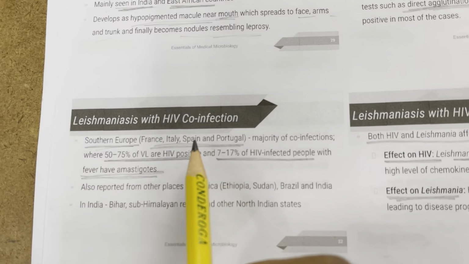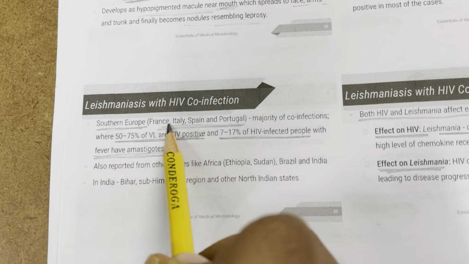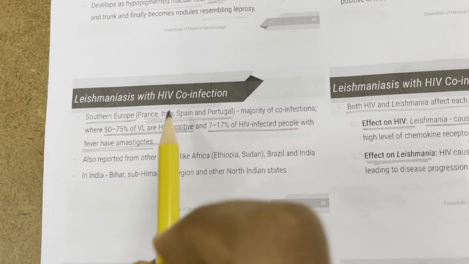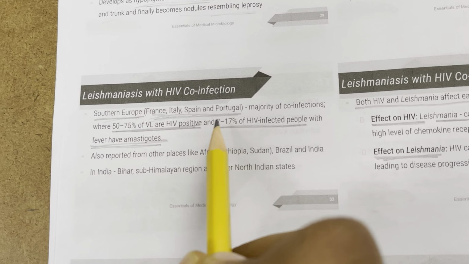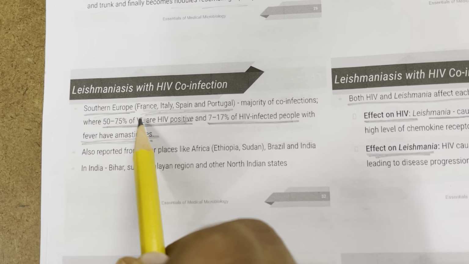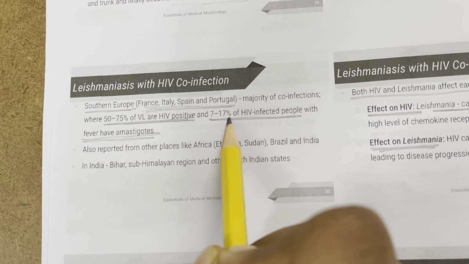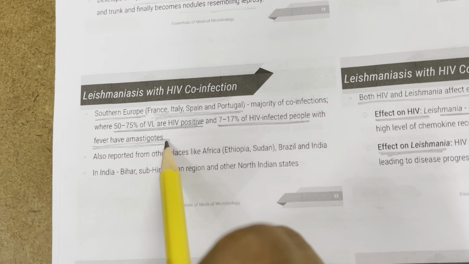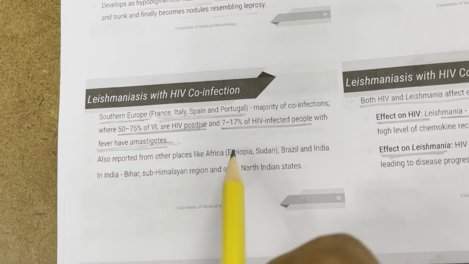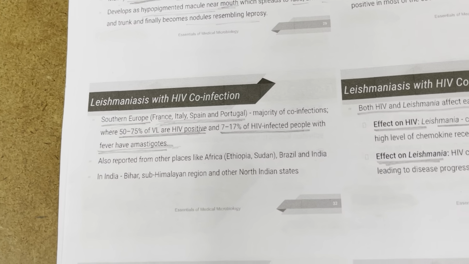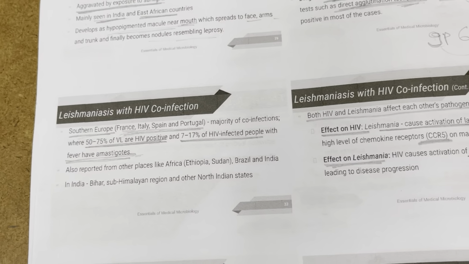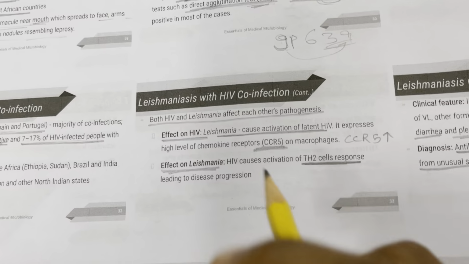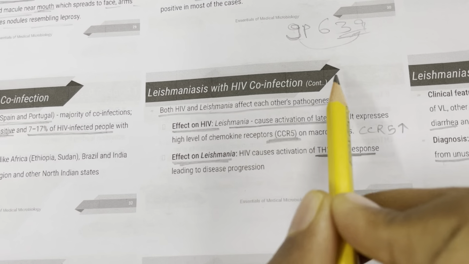And leishmaniasis with HIV co-infection, it is seen in southern Europe, especially in countries where promiscuity is common, so France, Italy, Spain and Portugal. So 50 to 75% of VL patients are HIV positive, and 7 to 17% of HIV infected people with fever have amastigotes. It is also reported from other places like Africa, Brazil and India, and in India especially Bihar and the sub-Himalayan belt. So both HIV and leishmania affect each other's pathogenesis.